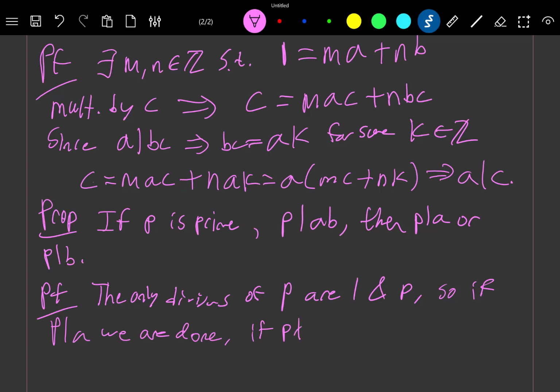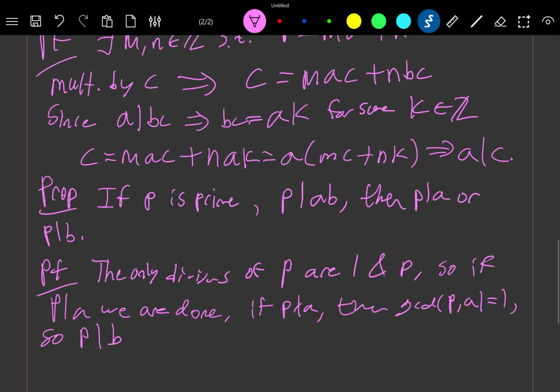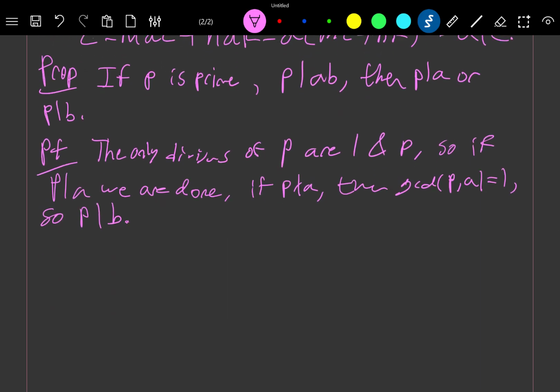If P does not divide A, then the greatest common divisor of P and A is 1, so P must divide B, just using this previous theorem up here. So namely, we have that if P is prime and P divides a product of two elements, then P either divides A or P divides B. So we're now working our way to this fundamental theorem of arithmetic.